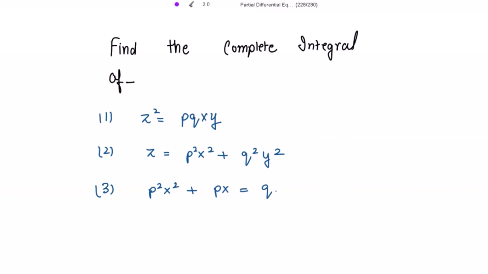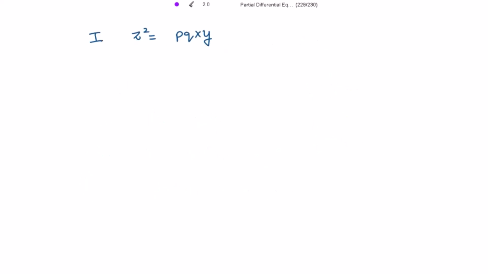To find the complete integral of all these partial differential equations, we need the format f(p, q) equal to 0, the equation in p and q only. In this case we put p equal to the constant a, so that we can get the value of q in terms of a. So the first one is z square equal to pqxy.